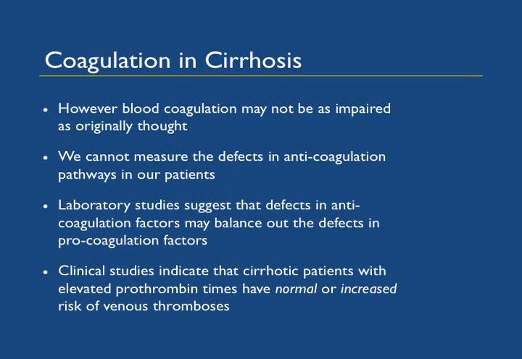However, as shown on this slide, blood coagulation may not be as impaired as originally thought. We can't measure the defects in anticoagulation pathways in our patients in any clinically meaningful way, but laboratory studies suggest that defects in the anticoagulation factors may balance out the defects in procoagulation factors. Clinical studies indicate that cirrhotic patients with elevated prothrombin times actually have normal or even an increased risk of venous thromboses, for example. This would indicate that their ability to clot is actually normal or perhaps even a little pronounced.